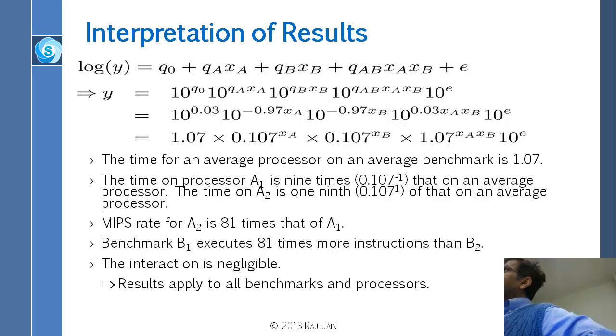Okay, with that, so how do we say it? We say that the time for an average processor on an average benchmark is 1.07. On processor A1 it is 9 times that of an average processor. On processor A2 it is 1/9 of an average processor. So the factor is 81 times. The two processors are different by a factor of 81. Benchmark B executes 81 times more instructions than B2, and the interaction is negligible.